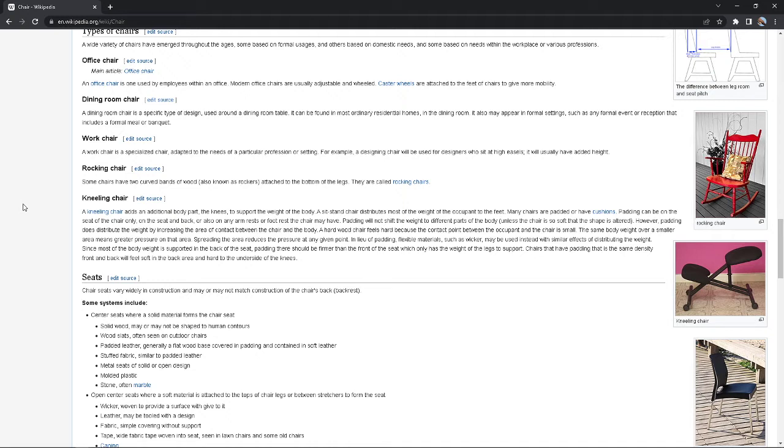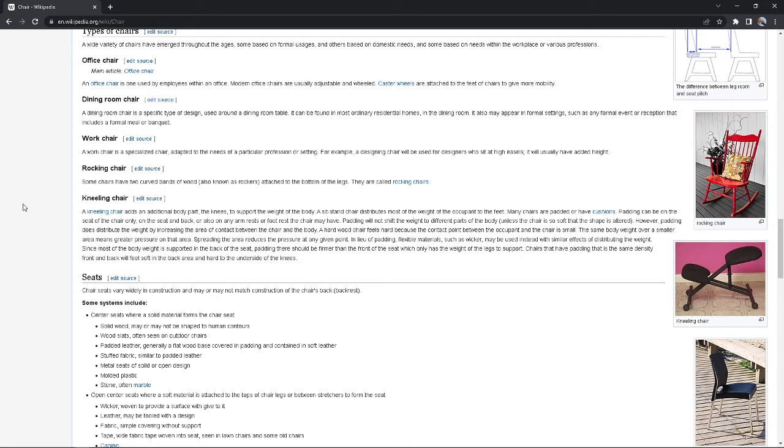Kneeling chair. A kneeling chair adds an additional body part, the knees, to support the weight of the body. A sit-stand chair distributes most of the weight of the occupant to the feet. Many chairs are padded or have cushions. Padding can be on the seat of the chair only, on the seat and back, or also on any armrest or footrest the chair might have.